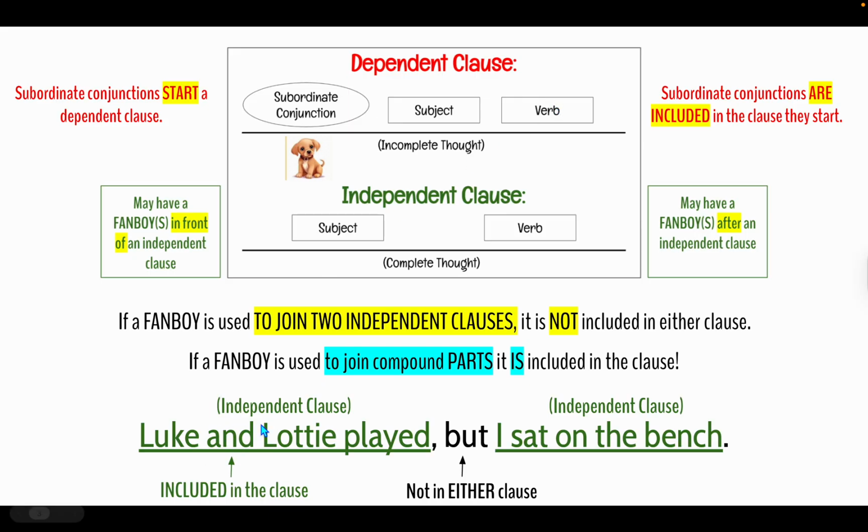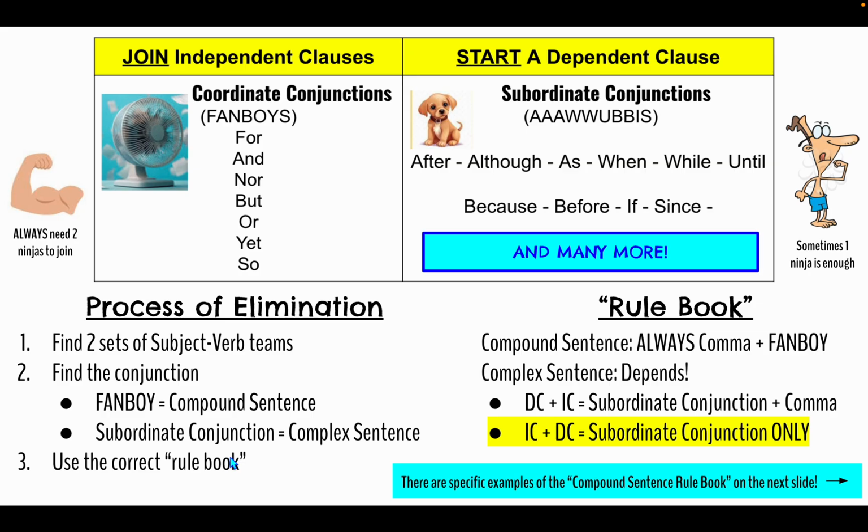Now, this right here is to show that the rule about fanboys not being inside the clause only applies when it's being used to join two clauses, as opposed to a compound subject. "Luke and Lottie played." This is obviously inside the clause. There's no way to take it out of the clause. Okay? Moving on.